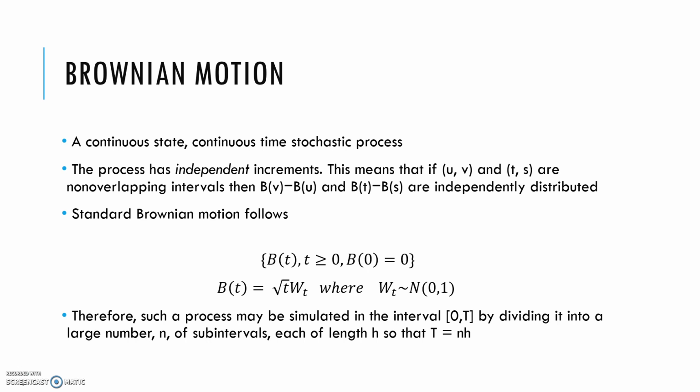And so the process has independent increments, and that means that if u and v and t and s are non-overlapping intervals, then b of v minus b of u and b of t minus b of s are independently distributed. And then we have the standard Brownian motion follows this formulation right here. This process may be simulated in an interval such as 0, t, by dividing it into a large number of n subintervals, each of the length h, so that t equals n times h. So that's how you get t in this interval.